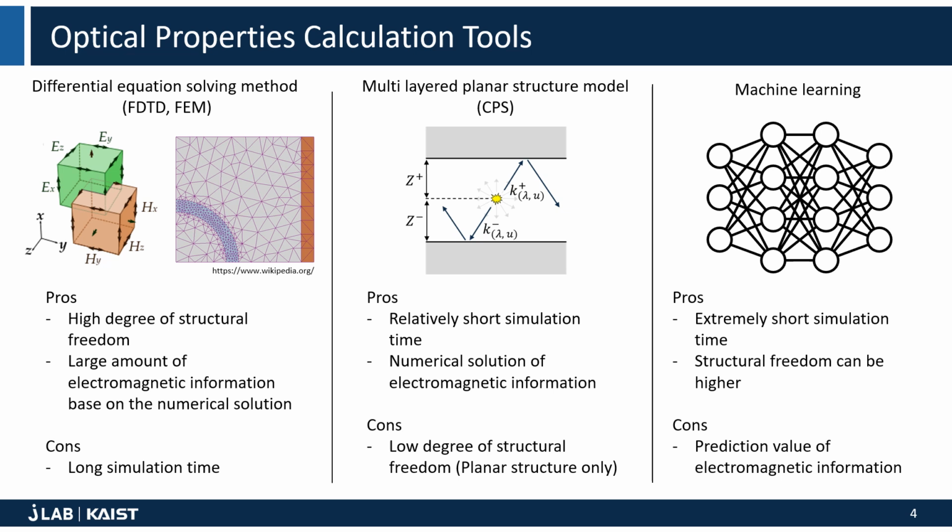To speed up this process, the multi-layer planar model called CPS is often used. Although CPS is limited to planar structures and offers less structural flexibility, it is around 10,000 times faster than FDTD, making it ideal for small-scale optimization. However, when optimizing structures with a large number of design parameters, even CPS may not be fast enough. To overcome this, machine learning-based LEE prediction methods have emerged.